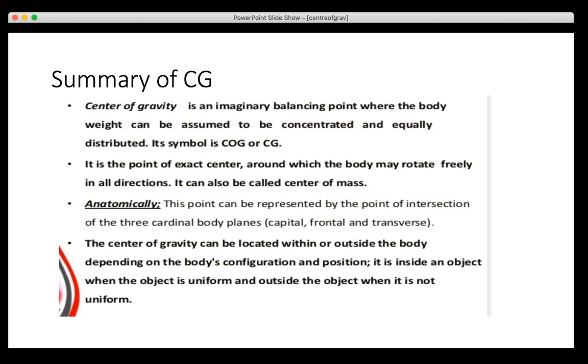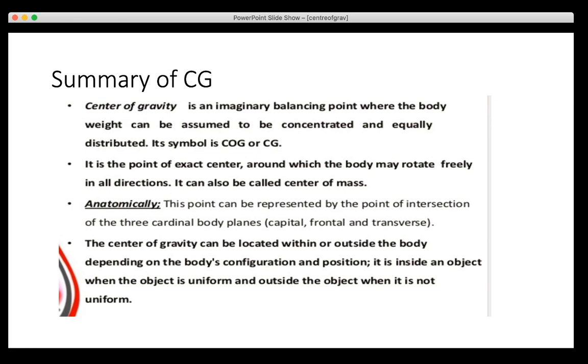It is a point of exact center around which the body may rotate freely in all directions. So it can also be called center of mass. They have just given you another way to tell you that it is almost similar to center of mass, but I have now made it very clear that center of mass and center of gravity are different, and the difference lies in the gravitational field. Center of mass doesn't depend upon the gravitational field, but center of gravity does.